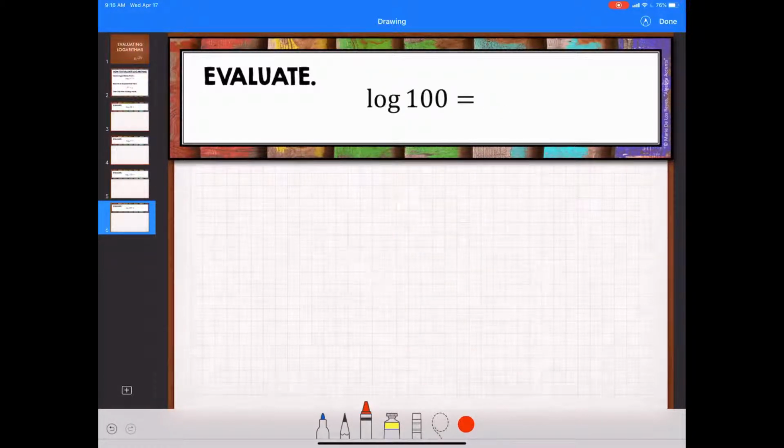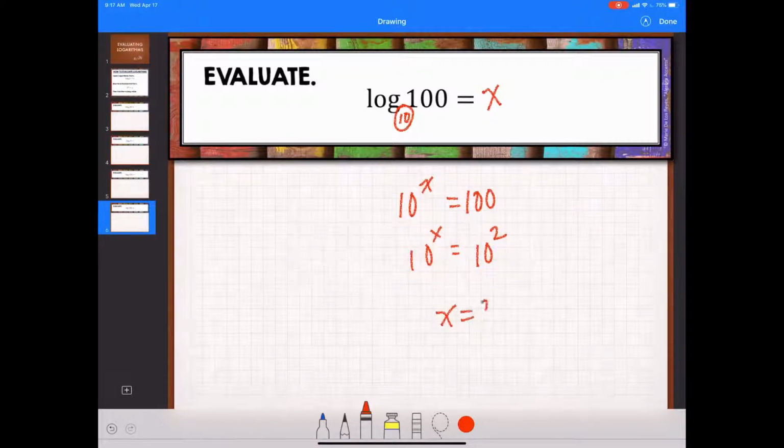Okay, so this one looks a little bit different. We're still looking for x. Notice here you don't see the base. Remember that when you don't see the base, that's actually a base of 10. So rewritten in exponential form is 10 to the x power equals 100. And we know that 100 is the same thing as 10 squared. Therefore, x has to equal 2.